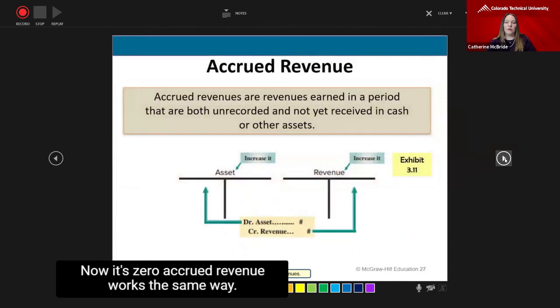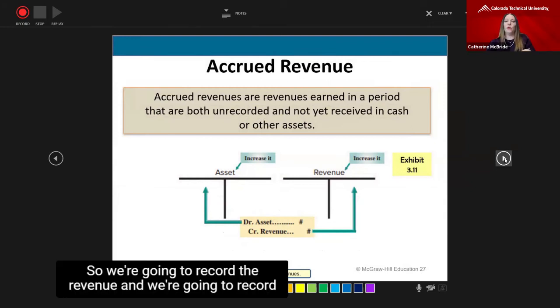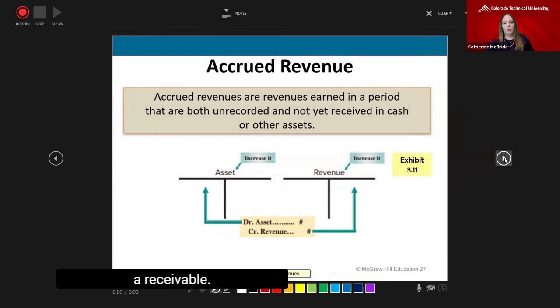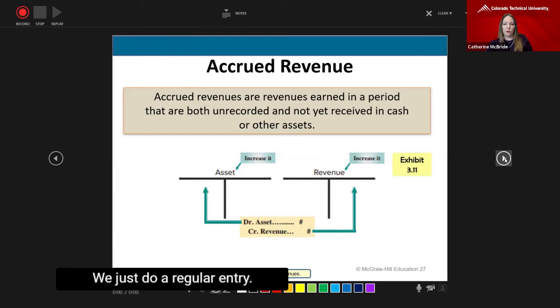Accrued revenue works the same way. Accrued revenue is revenue that we've earned, but we have not recorded it yet. So we're going to record the revenue, and we're going to record a receivable. We're not going to record cash because we haven't gotten the cash yet. If we had, we wouldn't be doing an adjusting entry. We'd just do a regular entry.